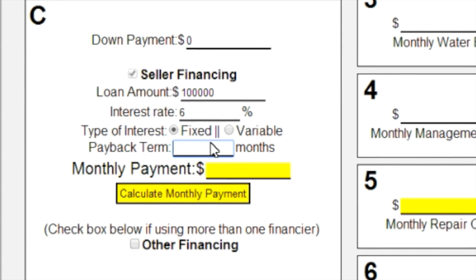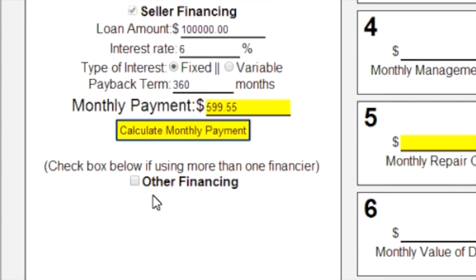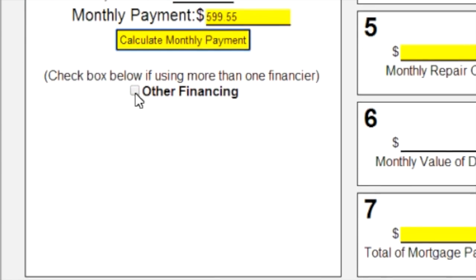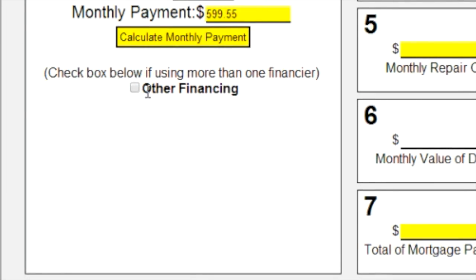Payback term, I'll put 30 years or 360 months. And I'll hit calculate monthly payment. And that's my monthly payment right there. Now, if there was a second mortgage on this property, I would select this box and I would fill in this calculator. Since there's none, and since I'm not financing a down payment, I'll deselect that box.